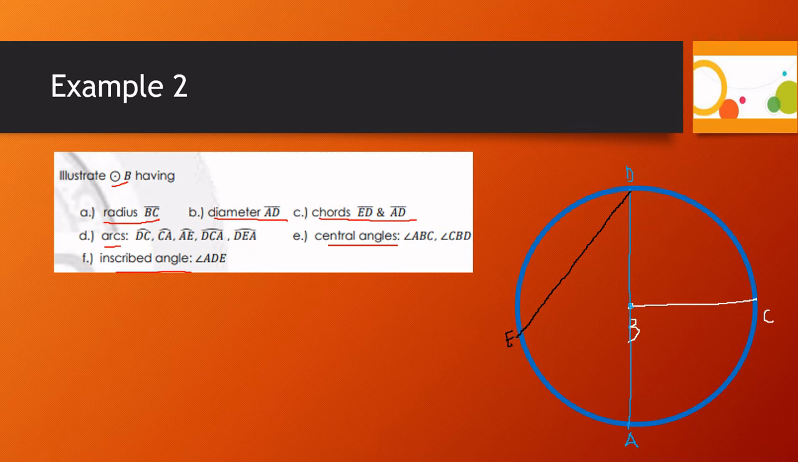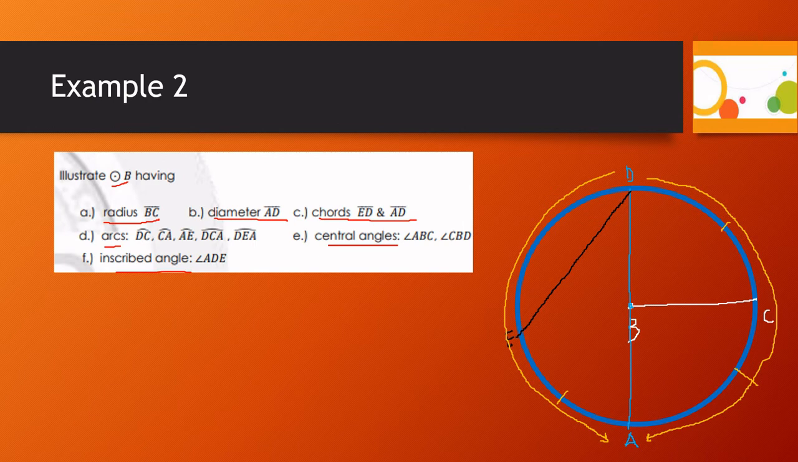Okay, next. Letter D is an arc. So, we now have arc DC, CA, AE, and we have DCA. So, this is also an arc. Then, we also have DEA. This is also an arc, a semicircle.